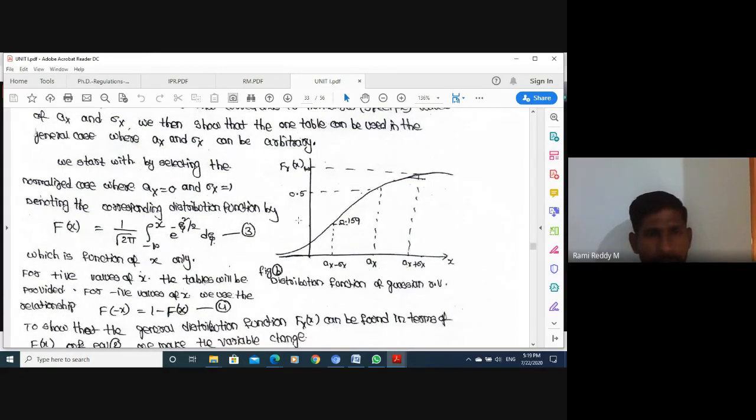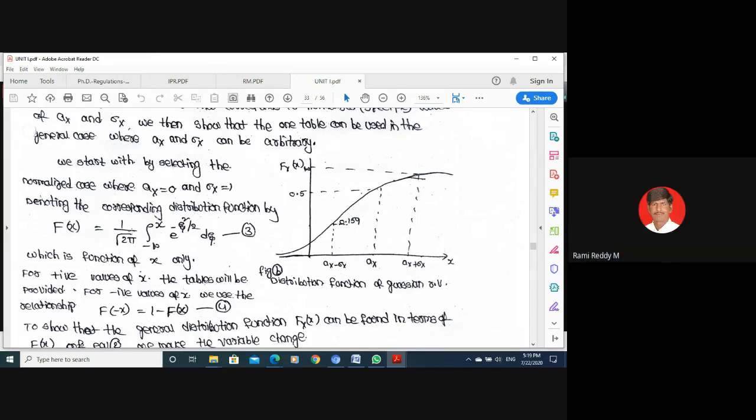We start by selecting the normalized case where ax equals 0 and σx equals 1, denoting the corresponding distribution function by Fx(x) = 1/√(2π) ∫ from −∞ to x of e^(−ζ²/2) dζ, which is a function of x only. For positive values of x, the tables will be provided. For negative values of x, we need to use this relation.